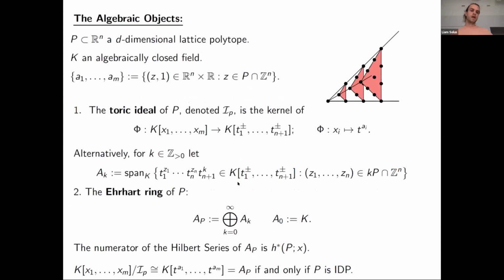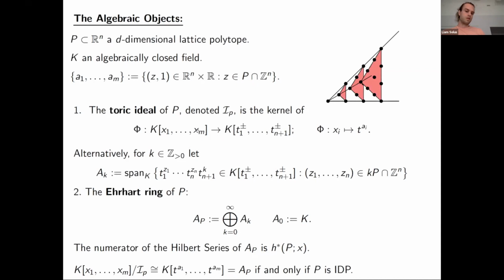So how do we construct that? Well, we start by taking our polytope P living in some n-dimensional space over some algebraically closed field. We're then going to embed our polytope at height 1 in n+1 dimensional space and just index its lattice points as a1 up through an.